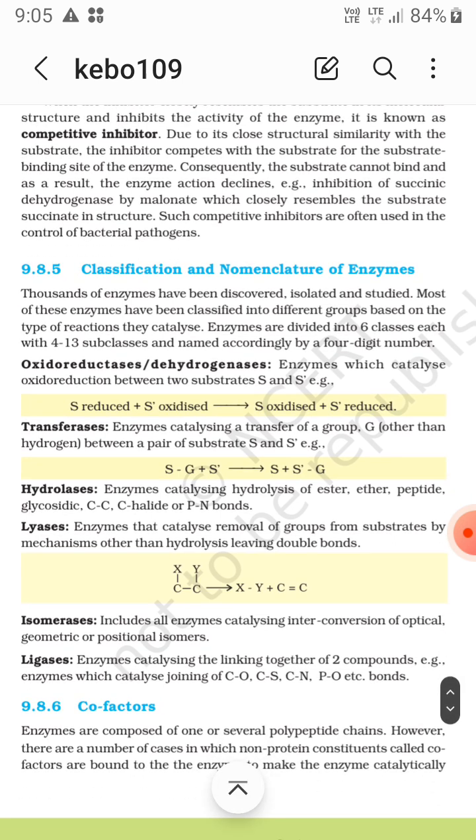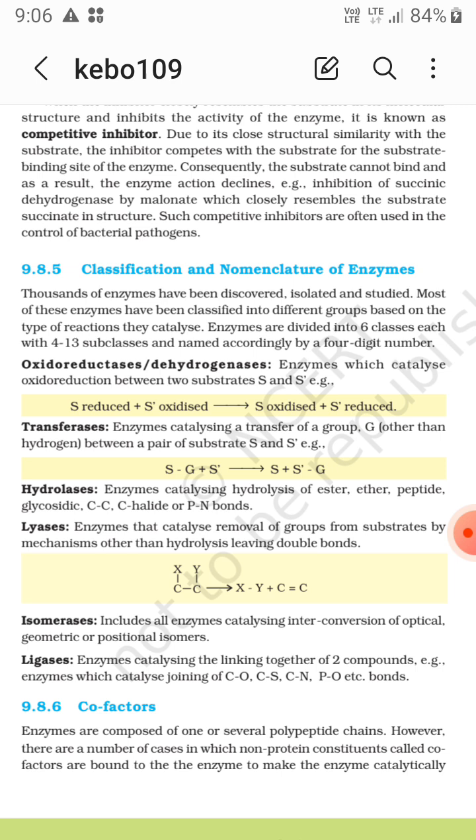Now, second class is transferases. Enzymes catalyzing a transfer of a group, that is G, other than hydrogen, between a pair of substrates, that is S and S dash. You see, S is attached to G, but after the reaction, S is separated and S dash is attached to G, so it is transferase. There is transfer of a group, but hydrogen is not counted as a transfer of group.